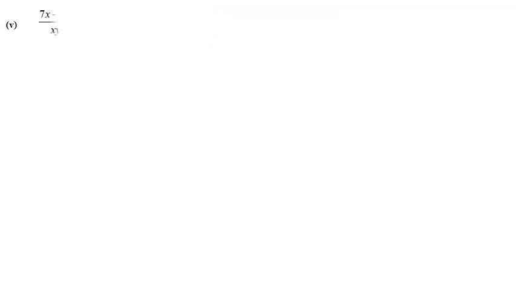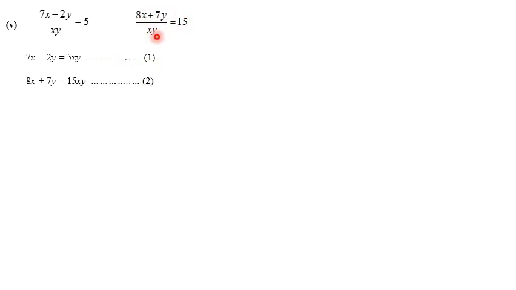Move on to the fifth question, that is 7x minus 2y by xy is equal to 5, and 8x plus 7y by xy equal to 15. Here when you check, the denominator has an xy term, so first you have to cross multiply it and make it into an equation format, that is 7x minus 2y equal to 5 into xy, that is 5xy. Label it as equation number 1. Next, 8x plus 7y is 15 into xy, just cross multiply it. Label it as equation number 2.